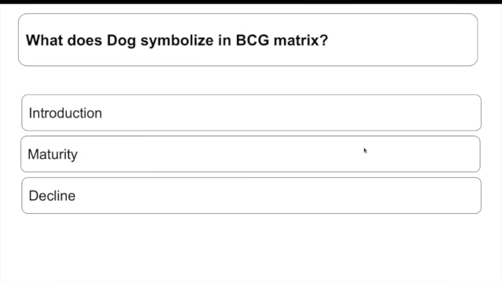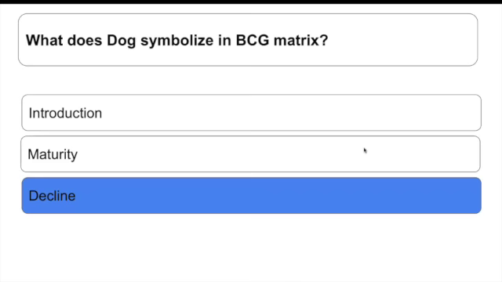What does dog symbolize in the BCG matrix? A, introduction. B, maturity. C, decline. The correct answer is decline.